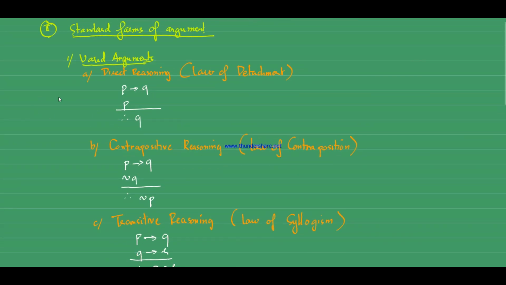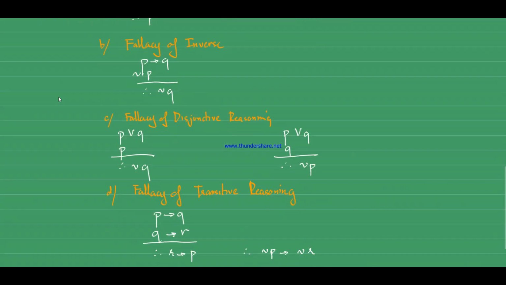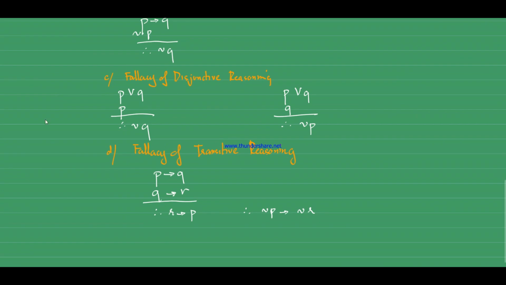Now we're going to use these valid and invalid arguments here to determine if an argument is valid or invalid directly. Let me jump into the first example right away. Example number 1.